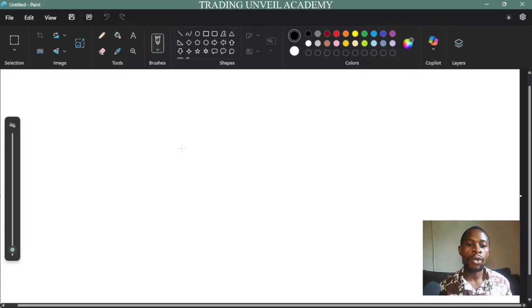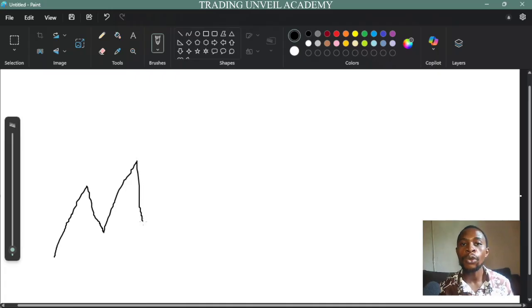For example, when I open any chart, the first thing I do is check the trend of the market. When I see the market makes a higher high, higher low, higher high, and higher low, I know that the trend of the market is bullish. But when I see the market makes a lower high, lower low, lower high, lower low, lower high, I know that the trend of the market is bearish. After I know the trend of the market, the next thing I check is my trading range.